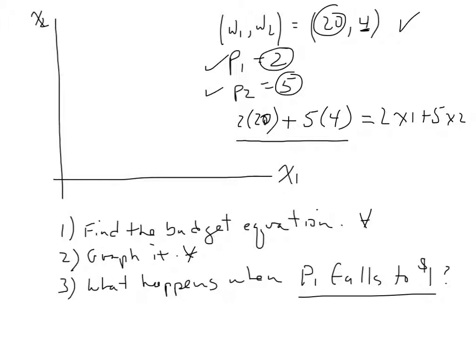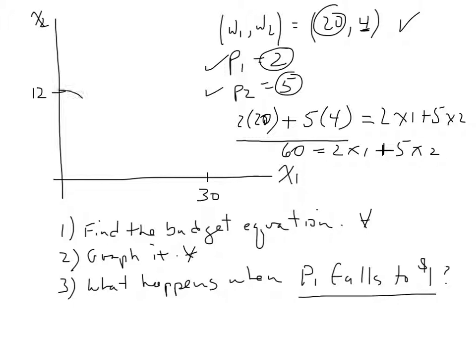So we just need to multiply this out. This is going to be 40 plus 20, or 60, equals 2x1 plus 5x2, okay? And we can graph this pretty quickly. On the x1 axis it's going to be 30. If we spend all of our money on good 1, we could buy 30 units. If we spend all of it on good 2, we could buy 12 units. So we have 12 here. That's just 60 divided by 5.